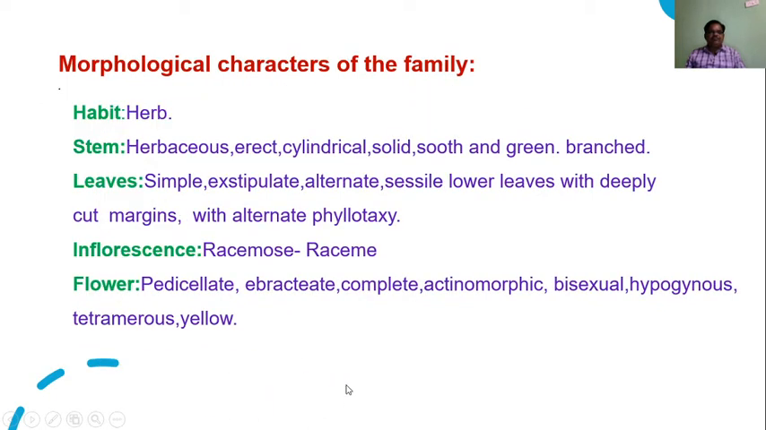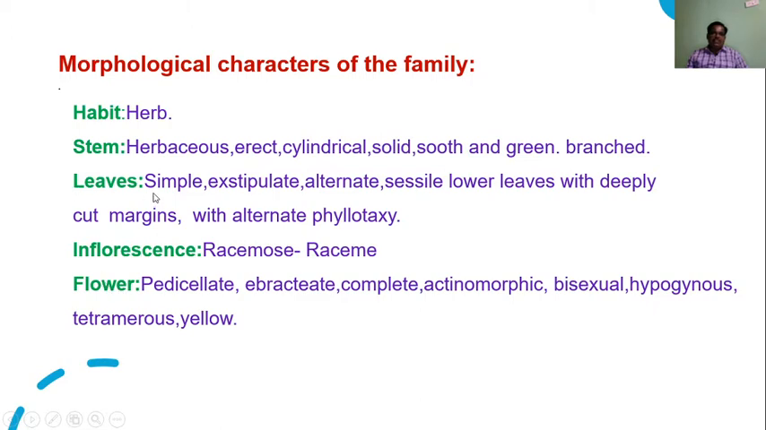Then the morphological characters of the family, that is, the external characters of the family. Habit: it is a herb. Then the stem is green in color, so herbaceous. The stem grows by itself, it is erect. The stem is round, so cylindrical, then solid, that is, the stem is not hollow, it is solid, then it is smooth and green in color, with the presence of branches.